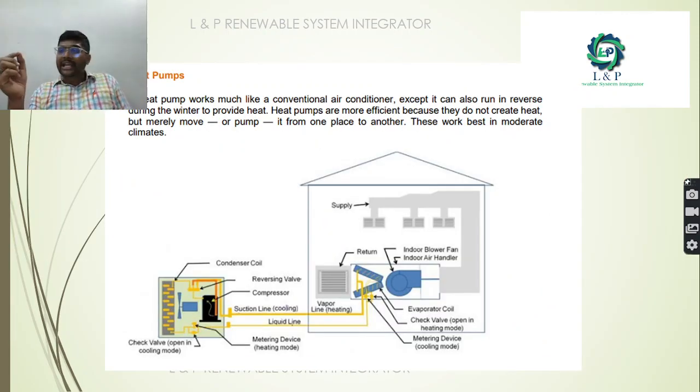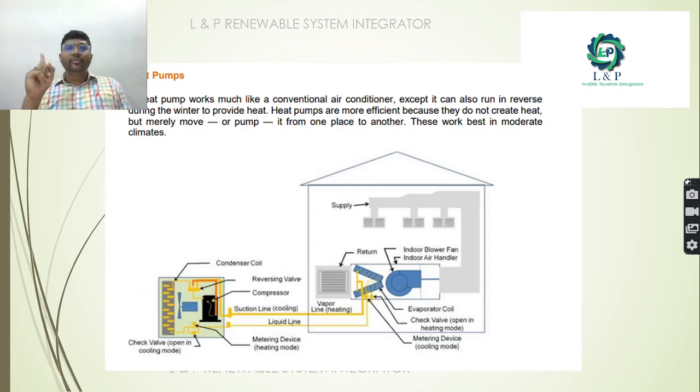So a heat pump is the same as a conventional air conditioner. It runs in reverse during the winter to provide heat also. These are more efficient because they do not create heat but merely move or pump it from one place to another. That is the thing it performs. So you need to look into it: unlike a heater, these heat pumps are not producing heat. They are doing only a simple activity.